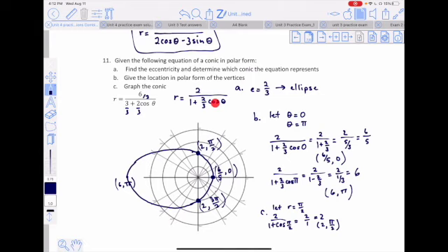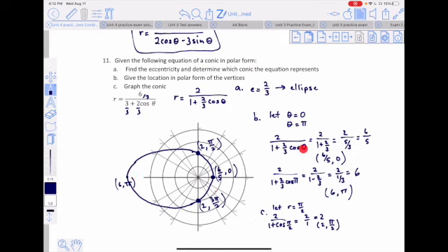If this had been sine theta, then it would have been a vertical ellipse, and the vertices would have been on the line theta equals pi halves and theta equals 3 pi halves. But because we have cosine, I know it's a horizontal ellipse. So to first find the vertices, I'm choosing to let theta equal 0 and pi.